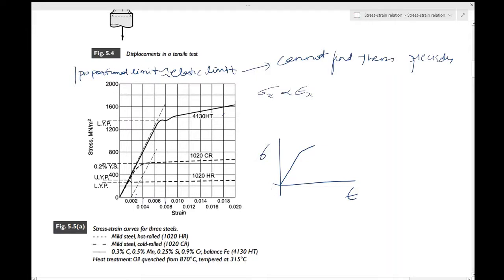Now, how do you calculate that? One might say, well, we can calculate the slope of the curve at this point, and then calculate the slope at the very next point, and if it is the same, then we say it's still linear, so it is within the proportional limit, and it keeps on going like this. But eventually there will be a point where the next point will have a different slope, and that point mathematically you can say is the proportional limit.